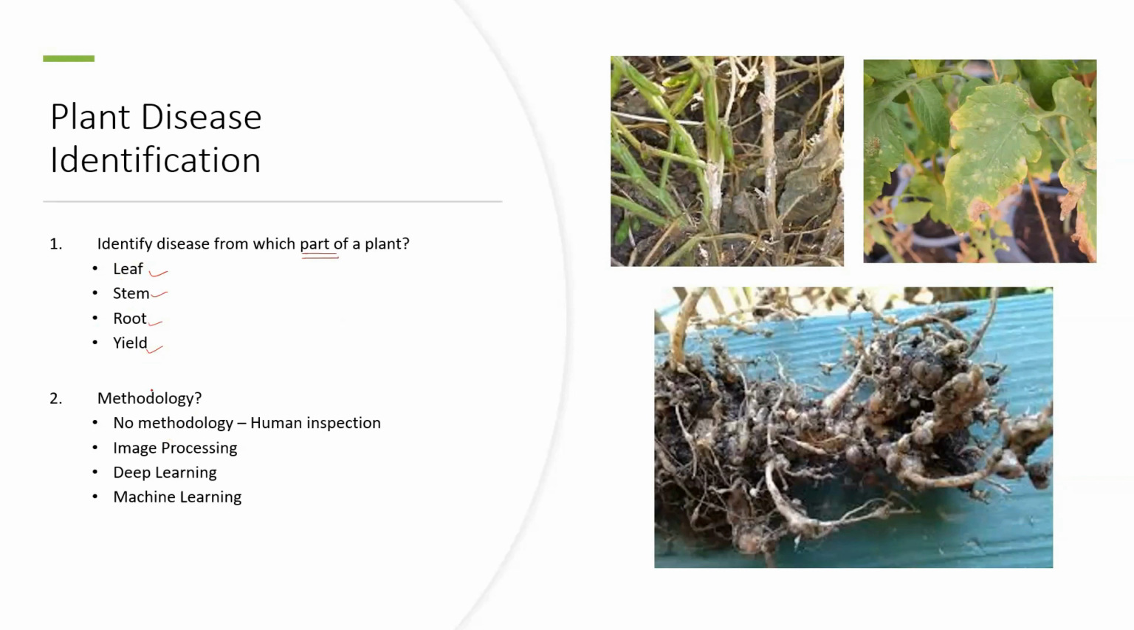Okay. And then methodology, definitely we have four methodologies that are very important and very popular. One is that we don't have any methodology, we just inspect the plants with our human eyes only. So what is the drawback of this kind of system? In case we have a large amount of farms, it is very difficult to inspect each and every portion of the plant.